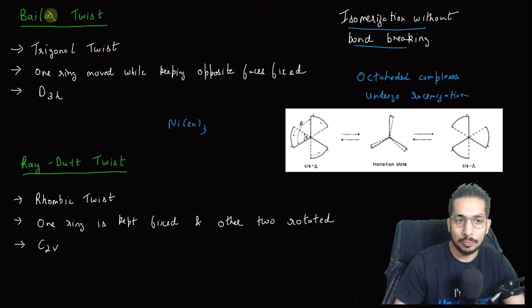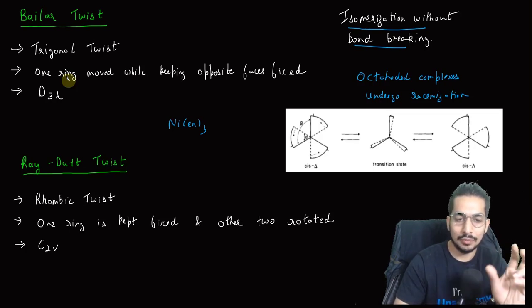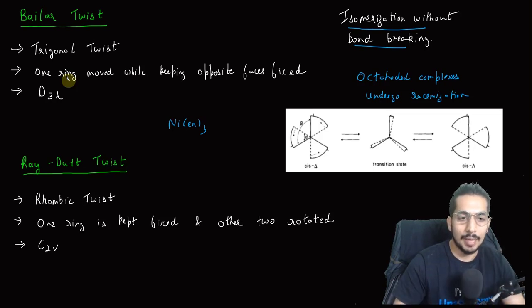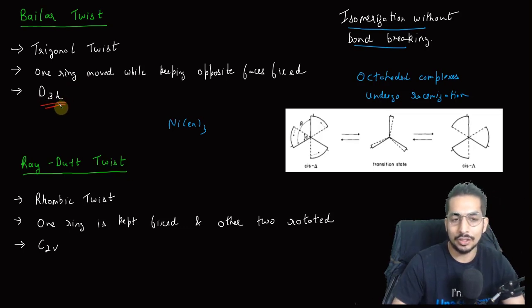Let's see the key differences between both of them. So Bailar twist is also sometimes referred to as a trigonal twist. In this case, the mechanism proposes that one of the chelate rings is moved while the opposite faces remain the same. Out of the three rings that are there, one ring is moved and the other two remain in their position. And it undergoes through a D3h intermediate. This is a very, very important point from an exam point of view, that this particular Bailar twist goes through a D3h intermediate.